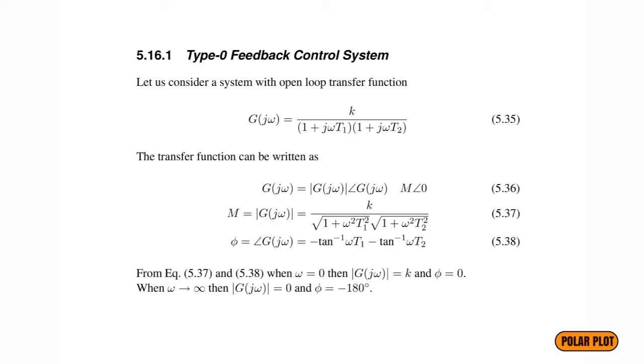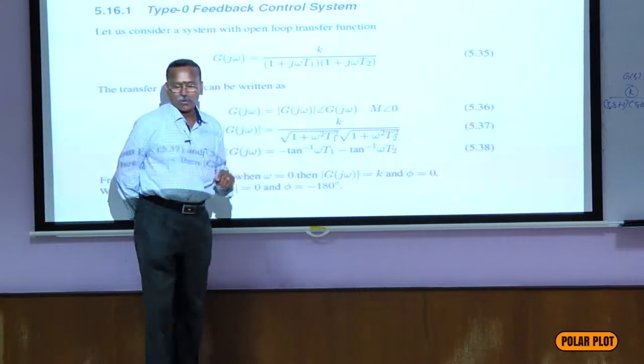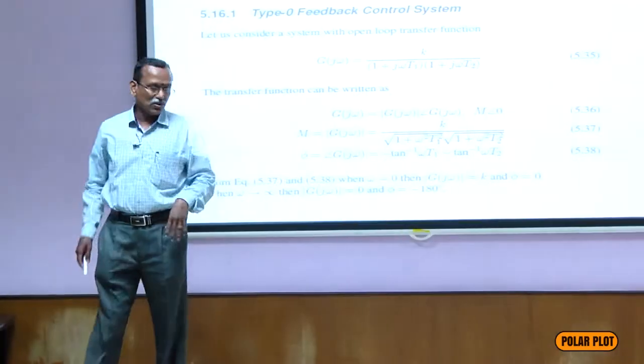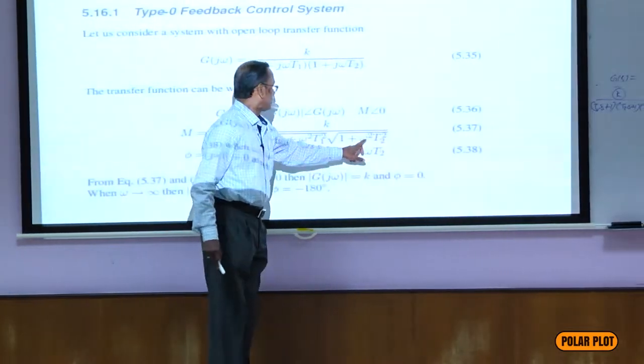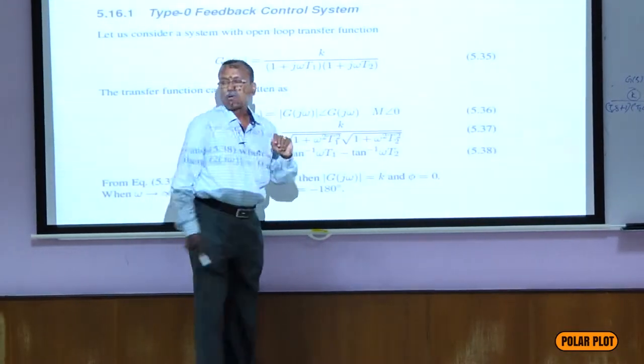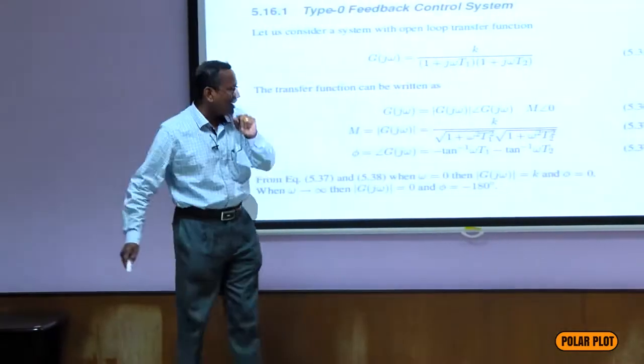There is no S. If it is a type 0 second order system, the magnitude is K divided by square root of 1 plus omega square tau 1 square, times square root of 1 plus omega square tau 2 square. When omega equals 0, again it is K angle 0, because tan inverse of 0 means the angle is also 0. It starts at K angle 0. Where does it end? Substitute omega equal to infinity, it becomes 0. So it ends at 0, but at what angle?